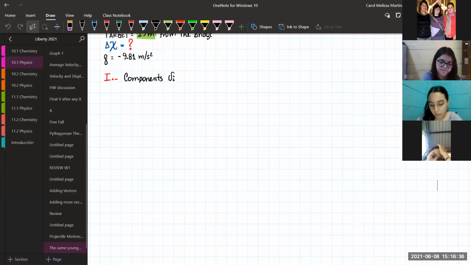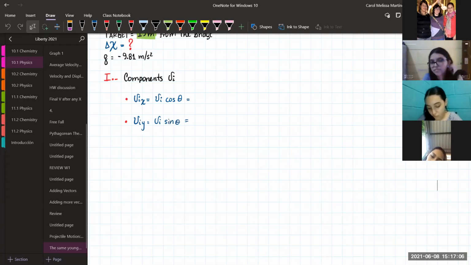I have my two initial velocities. My stone is moving horizontally but also vertically. So I say the initial velocity in x is equal to the initial velocity times the cosine of the angle. And in y it is almost the same. Instead of using cosine, we're going to use sine. Now we replace with the data provided in the problem. So this is going to be 15 cosine of 45 degrees and 15 sine of 45 degrees.